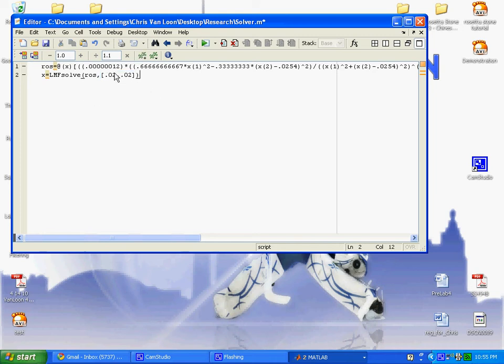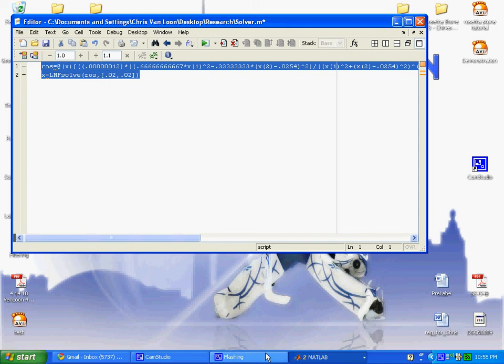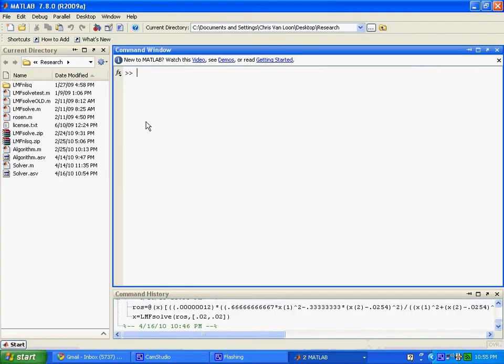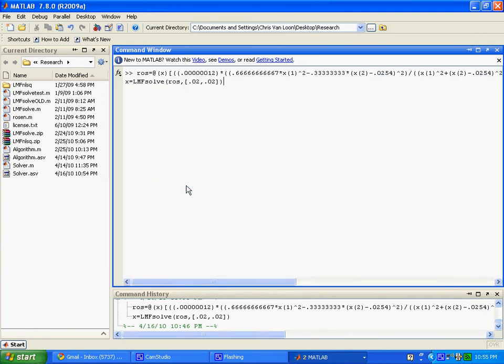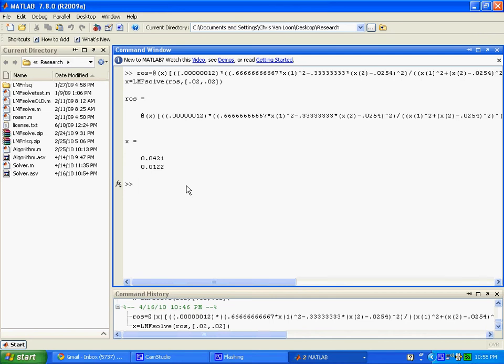Just copy it in and hit enter. And it gives us a value here, as you can see, 4.21 centimeters. That's pretty accurate. And 1.22 centimeters. And if you remember, the center of the plane is where we were measuring that magnet, and the center of that plane is 4 centimeters, as mentioned, between the 2 and 6 centimeter plane window. So that's this 4 centimeters here, 4.21, fairly close.